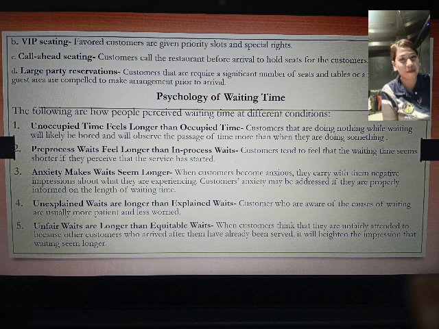It's normal. Next is pre-process waits feel longer than in-process waits. Customers tend to feel that the waiting time seems shorter if they perceive that the service has started. So, kung once na kumato ka na, naatindiran ka na, syempre, ang waiting time seems to be shorter. Kay, apan ano ni mo, arrival, gin-servihan ka man dayon, gin-arreglar ka man dayon.